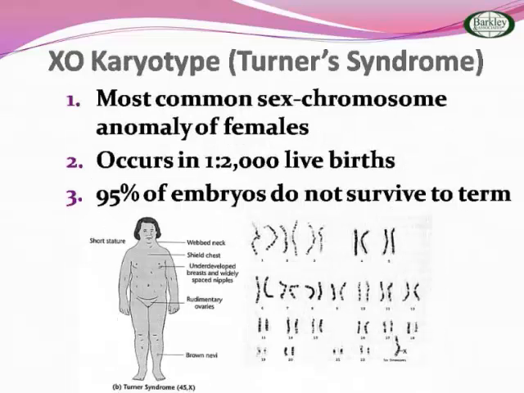Okay, here's Turner syndrome. Turner syndrome is missing, this is a female, so it's the most common sex chromosome anomaly in females. 1 in 2,000 live births. 95% of embryos do not survive to term. They don't have the X, they have the X, but they don't have the Y chromosome. I will tell you, many of these babies, 95% of them, don't even survive to term. These are the babies that are what?